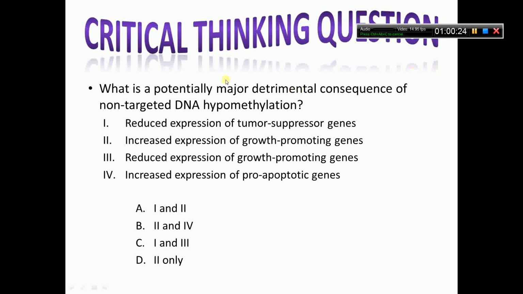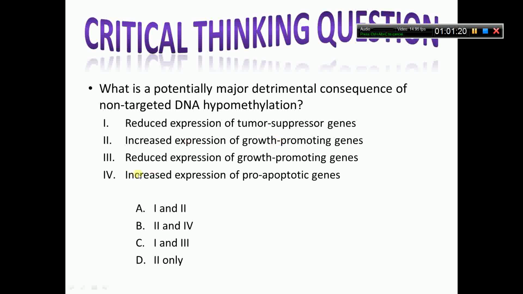Okay, for this critical thinking question, we went through this, I think, very quickly in class. Question is, what is a potentially major detrimental consequence of non-targeted DNA hypomethylation? Two of these are pretty simple. 1 and 3, you should not pick those because hypomethylation causes overexpression. So we can't have reduced expression, so we should have increased expression. That's the first point. But now let's look into this further. So increasing expression of growth-promoting genes, can that happen with DNA hypomethylation, and is that detrimental? Yes, it can happen because these are not targeted agents. Azacitidine is not targeted.